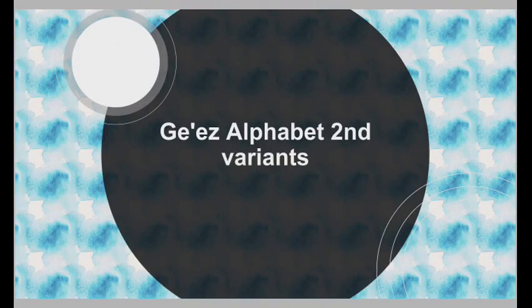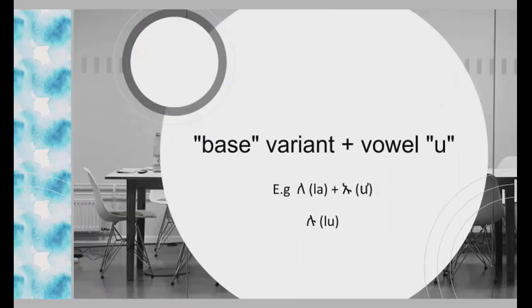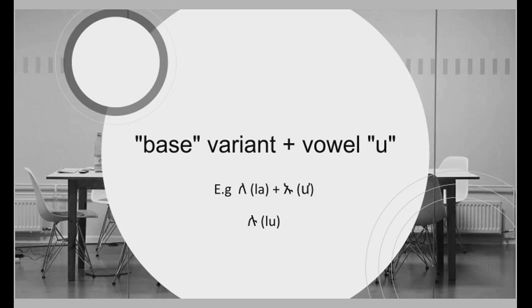In this video, you will practice pronouncing the second variant of Ge'ez alphabet. The second variant of Ge'ez alphabet is formed by adding the vowel U after the base or the first variant consonant.